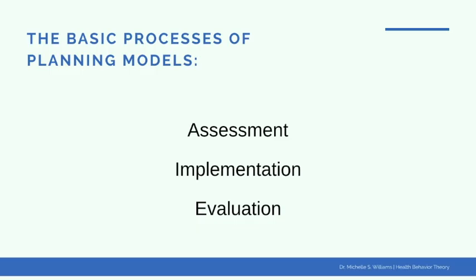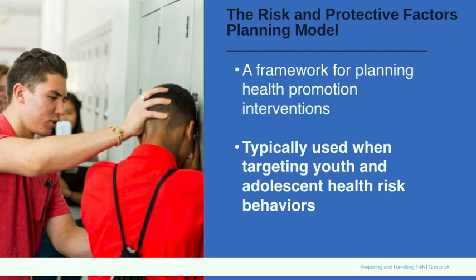Those are the three basic processes that occur in all of the different program planning models: assessment, implementation, and evaluation. It's just that the different planning models have these mapped out in different ways. So we're going to take a look at another program planning model that uses the same three basic processes. This model is slightly different than Precede Proceed because it is typically used to develop programs targeted towards youth and adolescent risk behaviors.